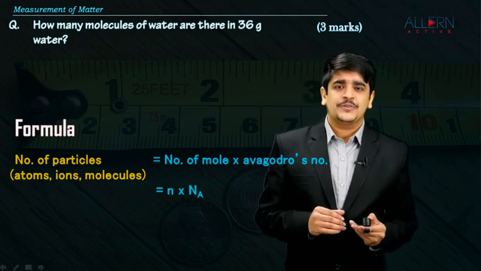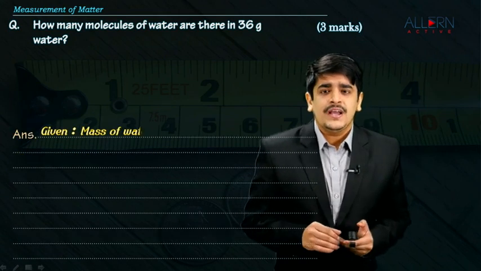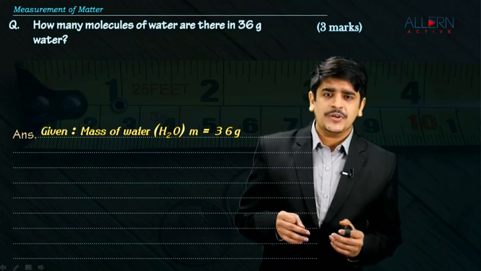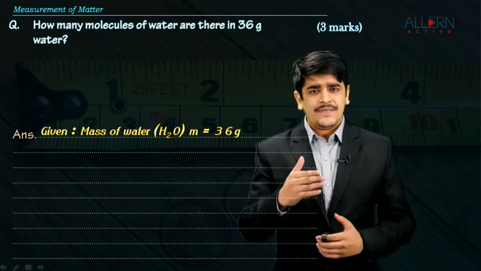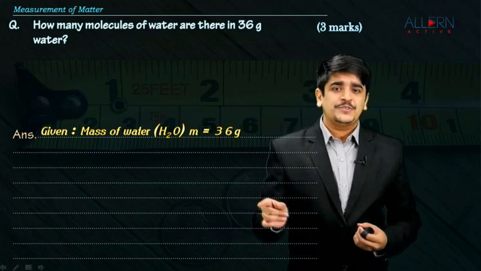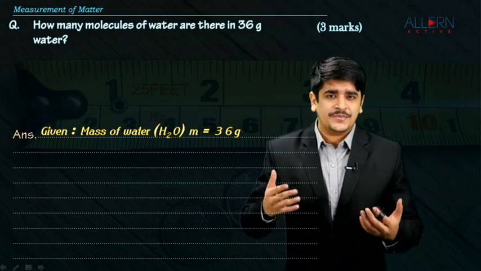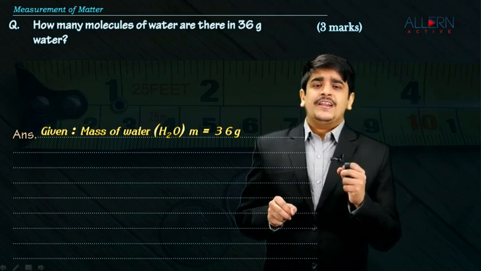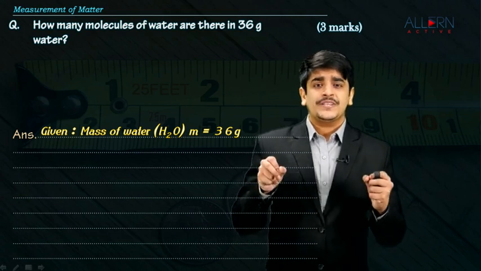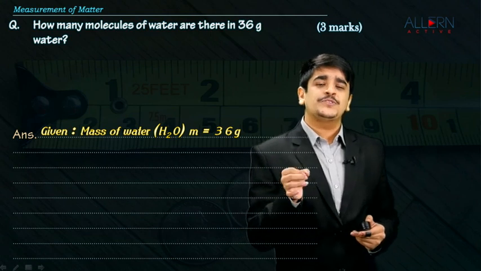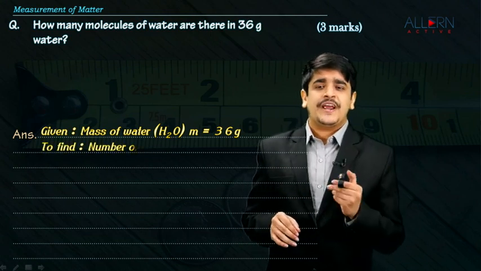Great, let's start. Have a look over here. What have we been given? We have been given the mass of water. How much is that? 36 grams. And we need to calculate the number of molecules. But before you calculate the number of molecules, you need the number of moles, right? Because that is something that we discussed in the previous part of this problem. To calculate the number of moles, you must first calculate the molecular mass of water. So, that is what we are going to start with, right from scratch.